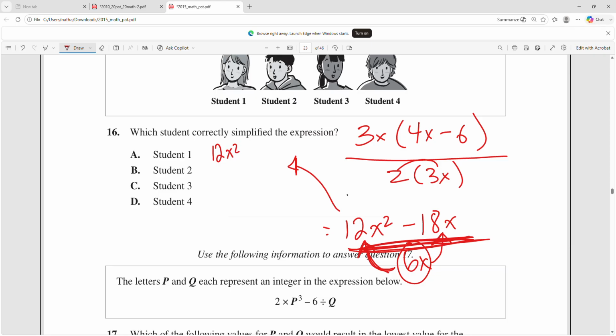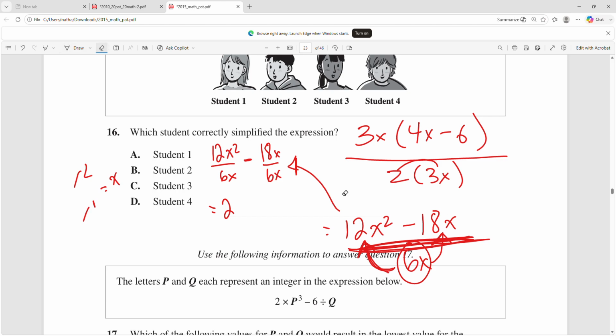So we have 12x squared over 6x minus 18x over 6x. Now I can simplify it. So let's do this part here first. 12 divided by 6 is 2. And x squared divided by x, we can cancel one of those terms of x, right? That's like saying x to the power of 2 over x to the power of 1. We subtract our powers. We're left with x to the power of 1, which is just the same as x.